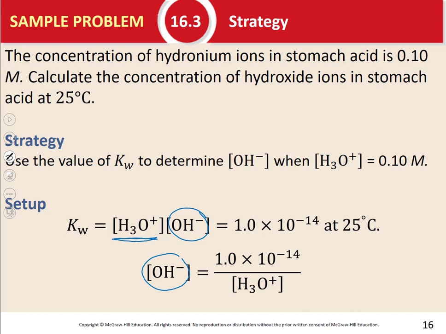Kw at 25 degrees Celsius is 1 times 10 to the negative 14. And our stomach acid has a hydronium ion concentration of 0.1 molar. So what is the resulting concentration of hydroxide? Good, 10 to the negative 13.